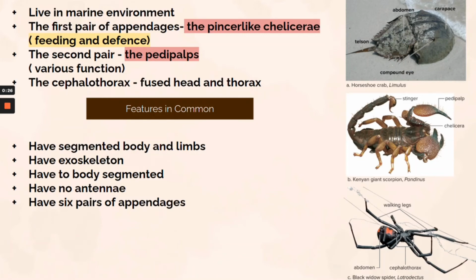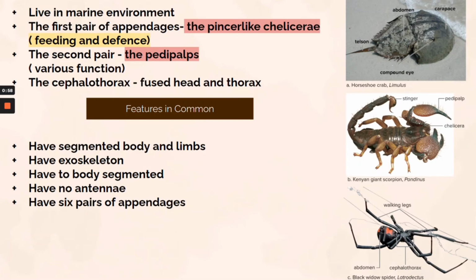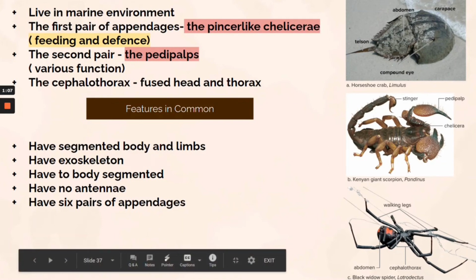The first pair of appendages is the chelicerae, which are used for feeding and defense. The second pair is the pedipalps, which have various functions. The cephalothorax is the fused head and thorax. Examples of Chelicerata are the horseshoe crab, the giant scorpion, and the black widow spider. The features they have in common are a segmented body and limbs, an exoskeleton, no antennae, and six pairs of appendages.